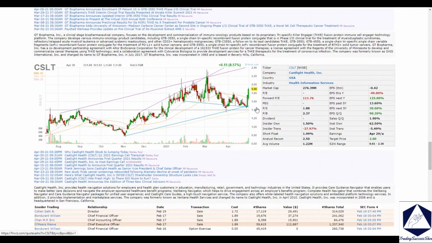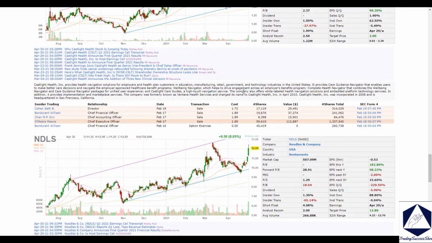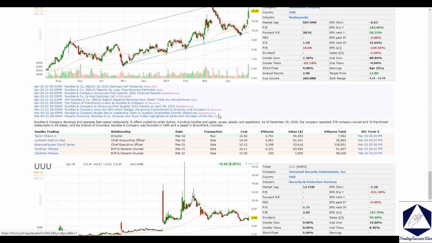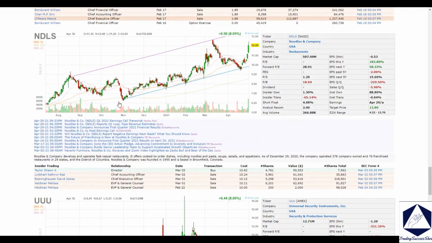Next is going to be CSLT. This one we are also breaking out, so I need a break of $2, and then we should see if this stock is healthy. Overall, that one is okay. This one we already extended, and I'm looking for a pullback just to get in if I want to, because of the restaurant industry. This is Noodles and Company.